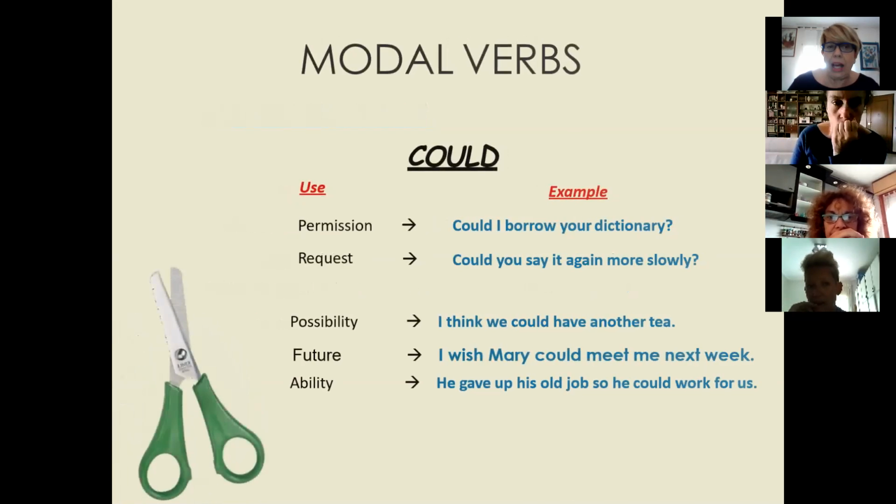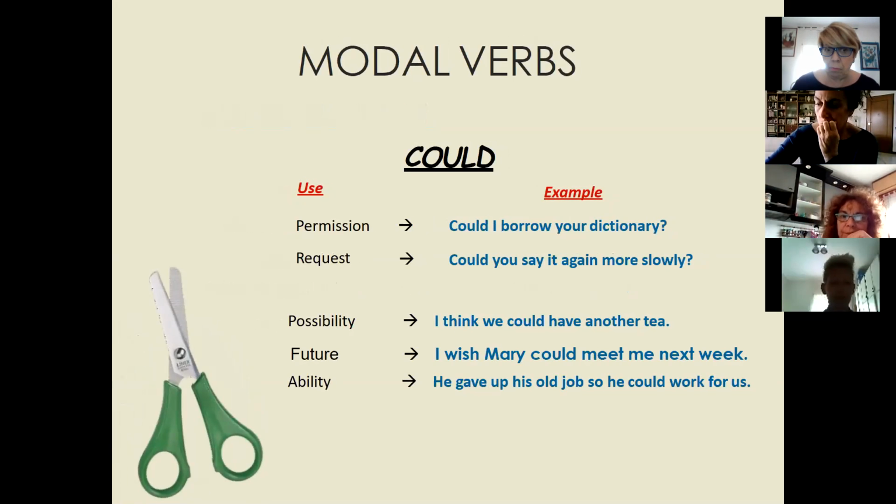After can we have could. Of course, we associate could to can because it's the verb that we use in the past. But let's see just the use. So we also have the permission, the request, the possibility, future, and ability.